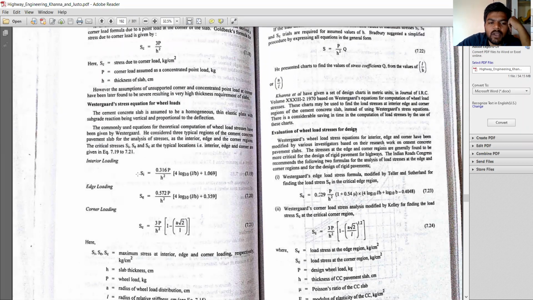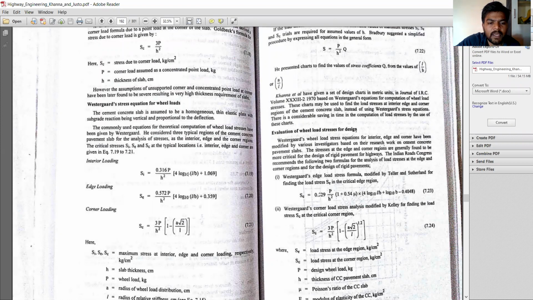Here, for interior loading, SI is equal to 0.316 P upon H square, 4 log to the base 10 L by B plus 1.069. In this equation, P is the total wheel load applicable, in terms of kg, and H is the slab thickness. Yes, by knowing slab thickness.